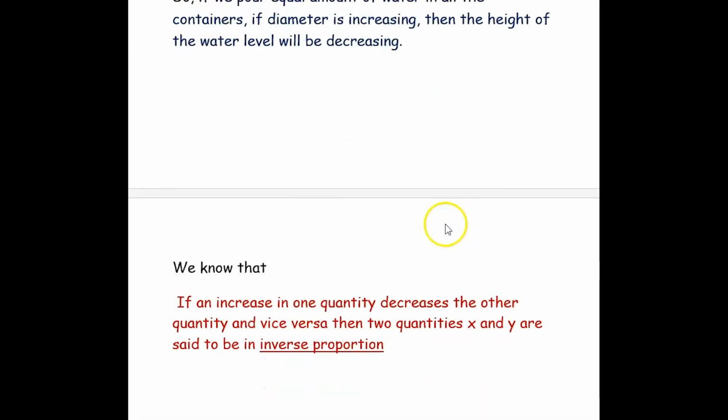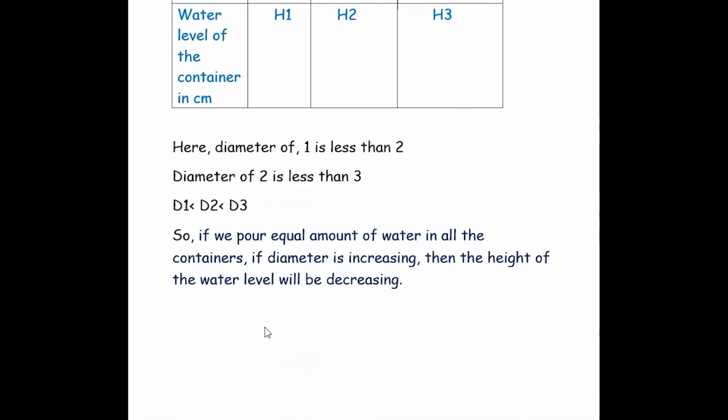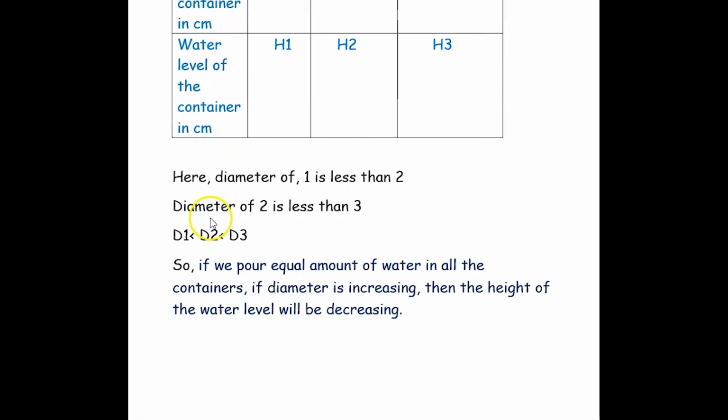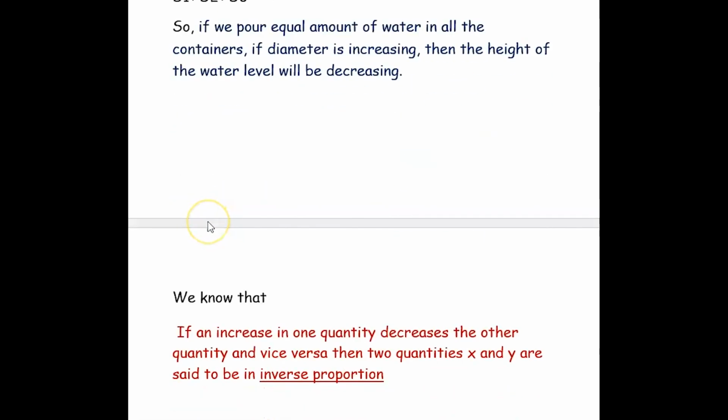So we know that if an increase in one quantity decreases the other quantity or vice versa, then the two quantities x and y are said to be in inverse proportion. Here let's take x as diameter of the container and y as water level of that particular container. So an increase in diameter gives a decrease in the water level. So it's an inverse proportion.